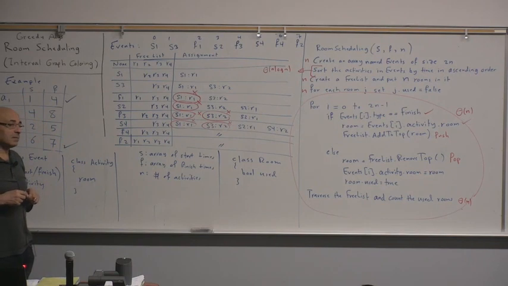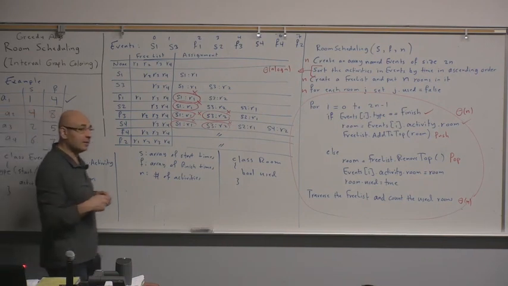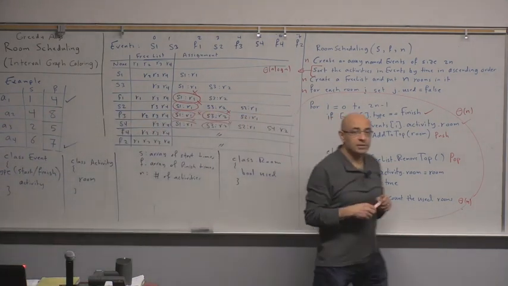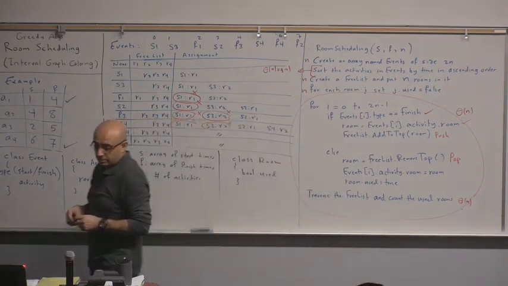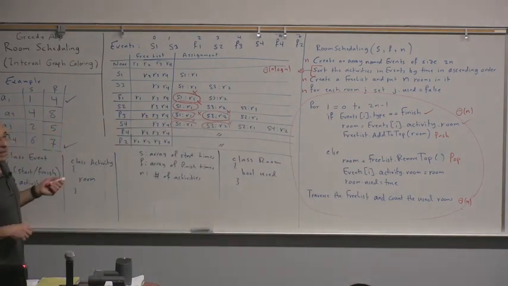Okay, so this is the interval graph coloring algorithm. Now, it's an n log n algorithm.